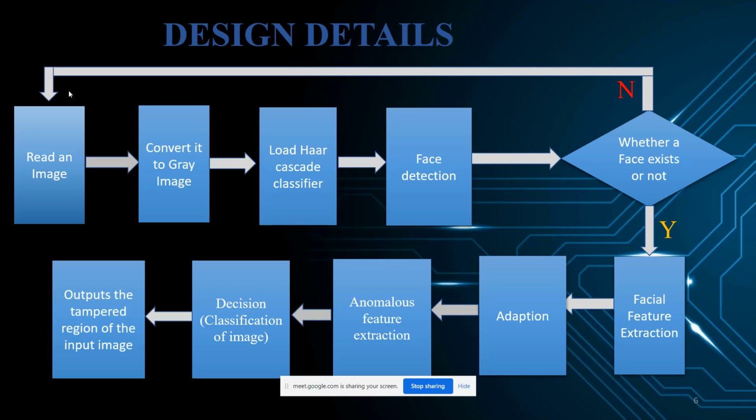So, the most prominent step is the anomalous feature extraction, where the model first seeks to identify the most dominant features, and then any feature which is sufficiently distinct from the dominant features is considered an anomalous feature. So, the output will be an image showing its tampered region. Here Nutan will explain about the implementation details.